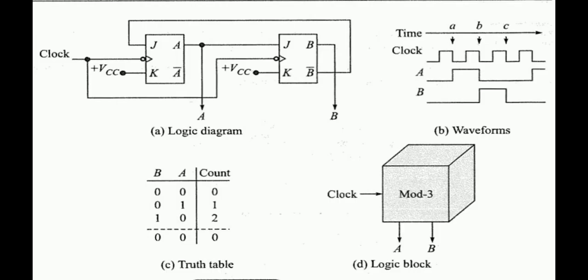Why can we consider it as a divide by 3 block? Because the output waveforms at B or at A have a period equal to 3 times that of the clock. In other words, this counter divides the clock frequency by 3. Notice that this is a synchronous counter since both flip-flops change state in synchronism with the clock. Now we go ahead.